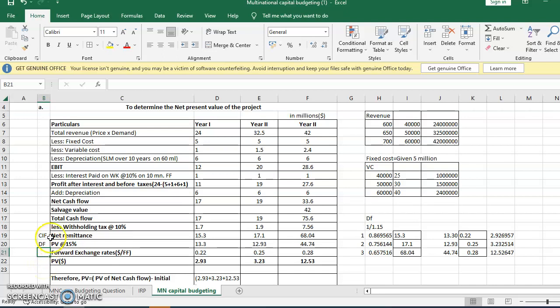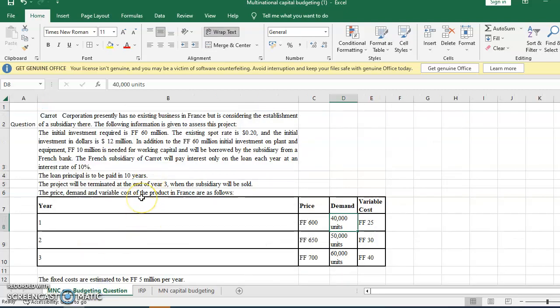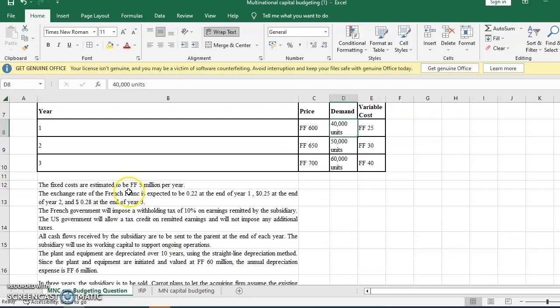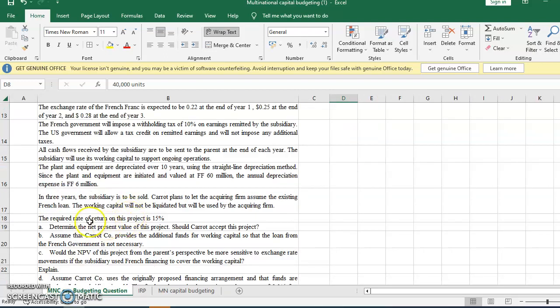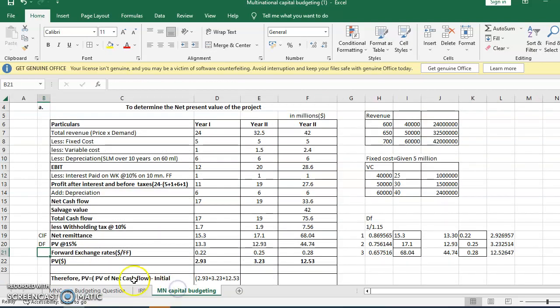So we have to find out the present value at the rate of 15%, because in the question they have very clearly given you the discount, the required rate of return on this project is 15%. So therefore we are taking the discount factor at 15%. Now 15.3, 17.1 and 68.04 is a net remittance. Okay, now present value at 15%. How do you get that?